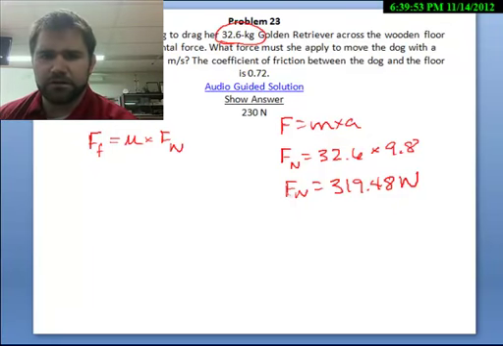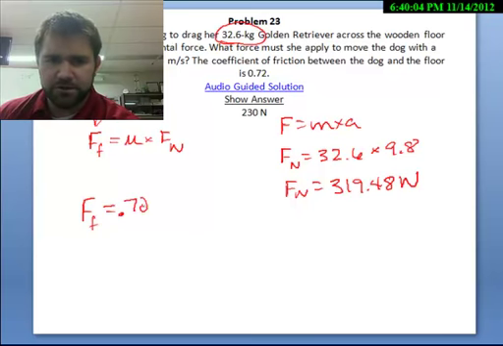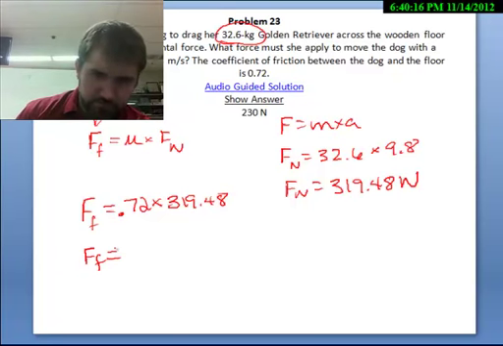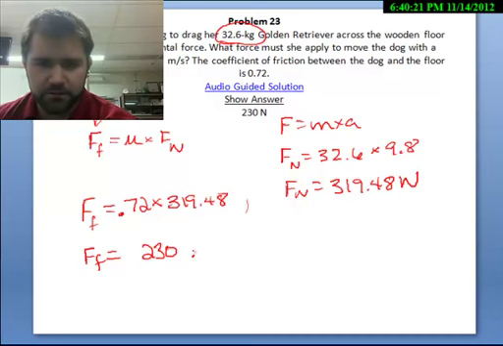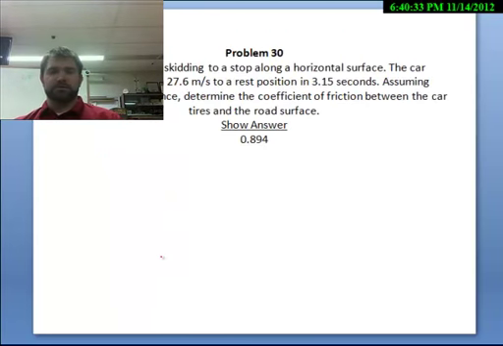Okay, if she's going to drag the dog across the floor at a constant speed, then she's going to have to pull with a force equal to the force due to friction. And we can calculate the force due to friction because it's equal to the coefficient of friction, which is 0.72, times the normal force, which is 319.48. So the force due to friction would be 230.03 newtons. So if she pulls with a force equal to the force due to friction, then that dog will move at a constant speed.